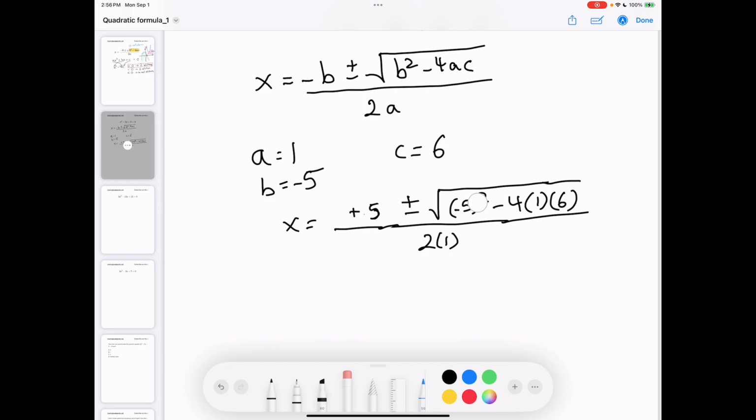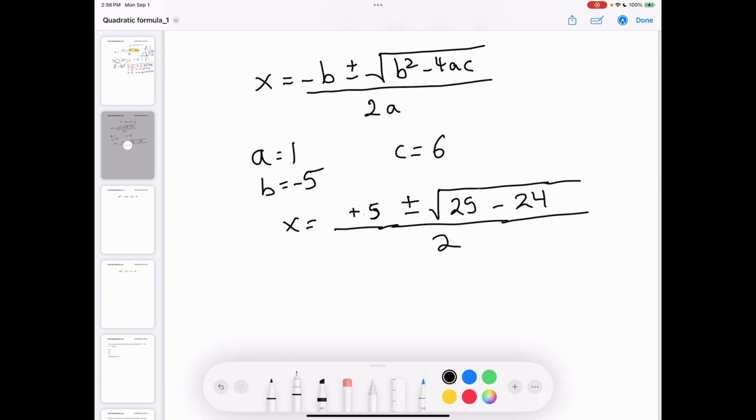So 5 squared is positive, right? Same as negative 5 squared, because it's being raised to an even power. So this is 25, positive 25. And then you have minus 4 times 1 times 6, which is 24. Just multiply all three together. Okay, great. And divided by 2 times 1 is just 2. Okay, great. Let's keep going.